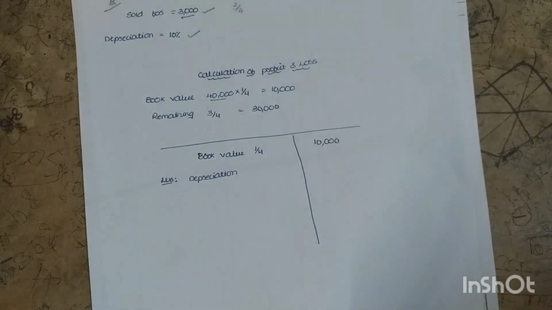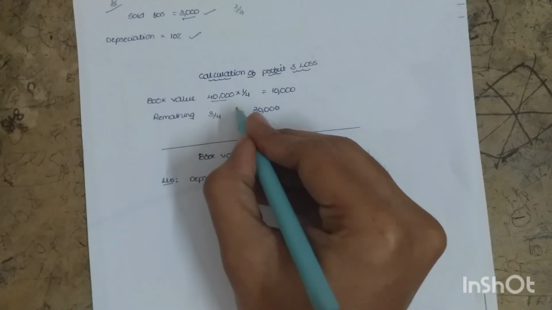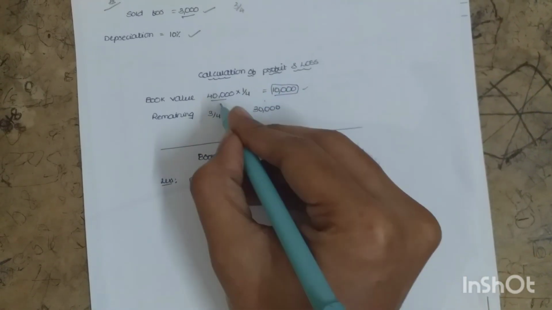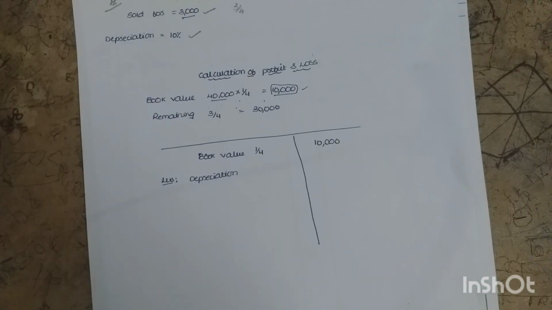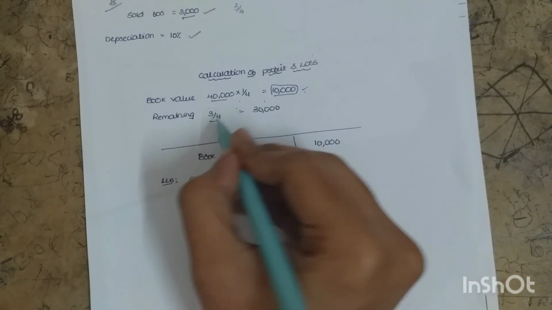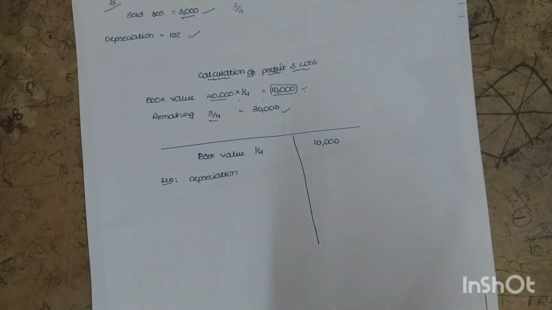We purchased the first machinery for 40,000. 1/4 is sold, which means only 10,000 you will get: 40,000 into 1/4 gives 10,000 rupees. The remaining is 30,000. We know that one.